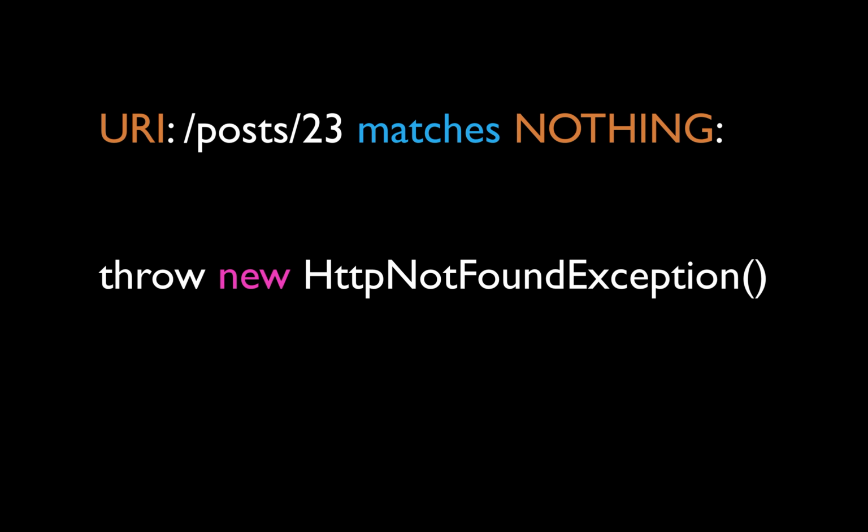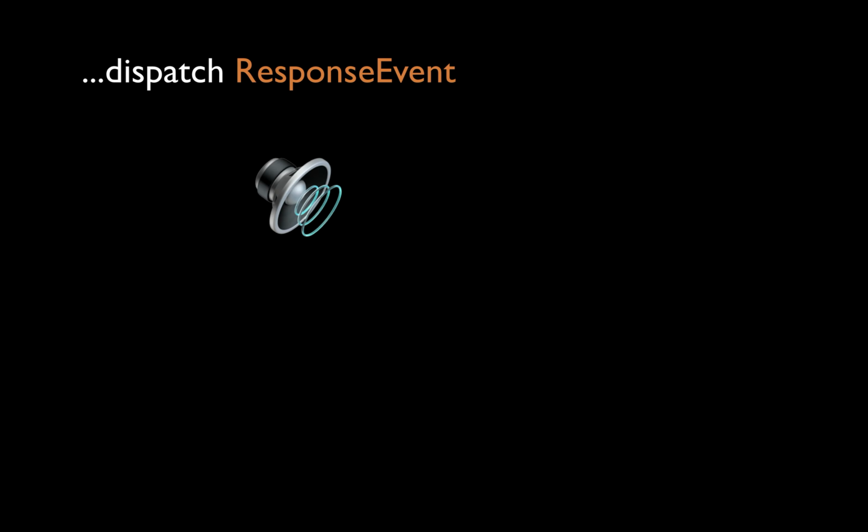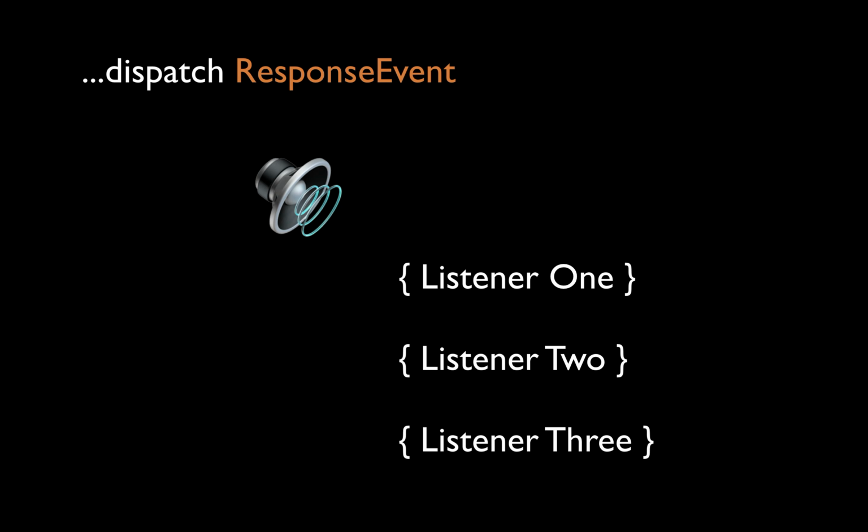If, however, a route is not found for the URI, then an exception is thrown and caught by the kernel object and used to create a 404 error response. If the handler is found, then it will do what it needs to do and return a successful response to the kernel. Just before the response is returned to the front controller, i.e. our index.php file, there is a chance to dispatch a response event, and this is an opportunity for any registered listeners to modify the response just before it is returned.